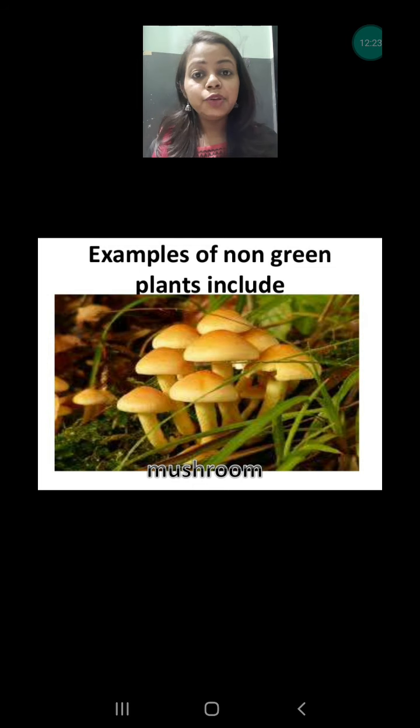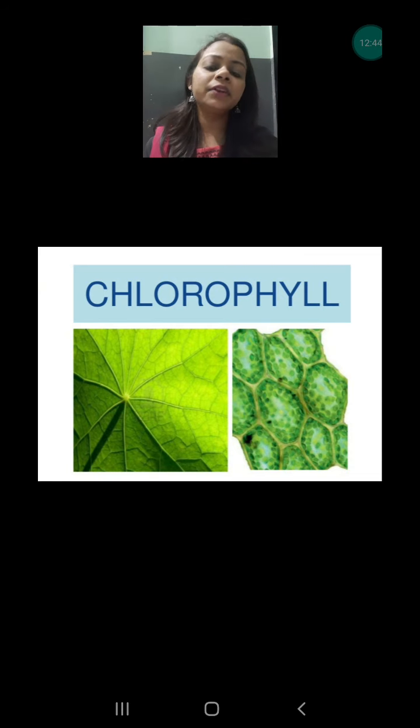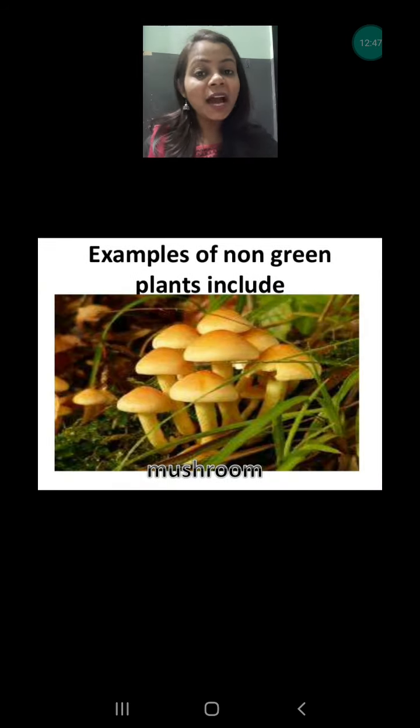Some of the plants you must have seen are not green in color. I told you in the beginning of this video that most of the plants are green in color. Most of the plants, not all the plants. Some plants are not green in color. Why? Because they do not contain chlorophyll. Because of the chlorophyll, their color is green. But those plants which don't have chlorophyll, they don't look green. Okay, because chlorophyll is not there. So mushroom is one example of a non-green plant. Okay, why? Because they are not having chlorophyll.